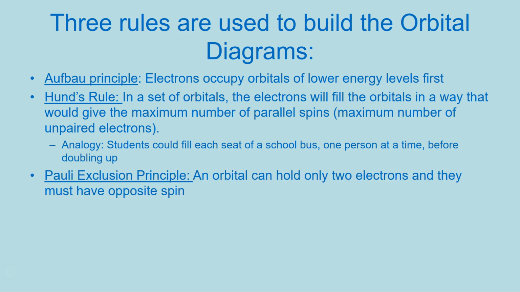And then there's the Pauli exclusion principle, and that states that an orbital can hold only 2 electrons and they must have opposite spins, meaning you're going to have 1 arrow going up and 1 arrow going down.